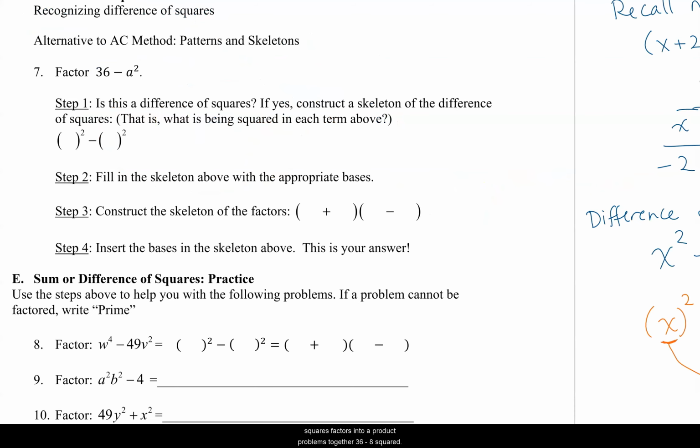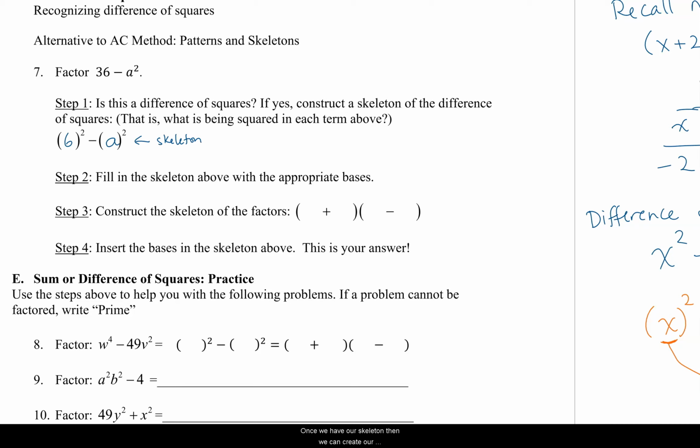Let's take a look how to do one problem together. 36 minus a squared. The first step is to check, is this a difference of squares? Do we have a difference? Yes. And do we have two perfect squares? Yes. 36 is 6 squared, and a squared is a squared. So we call this little guy a skeleton. It helps us with setting up the problem.